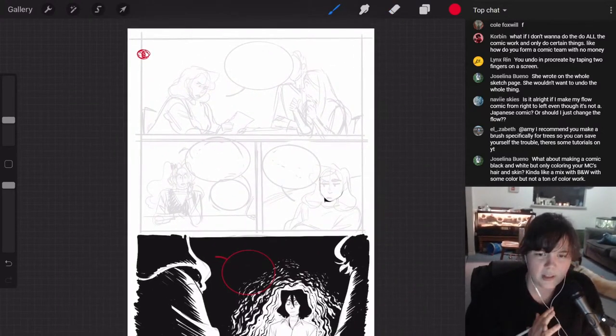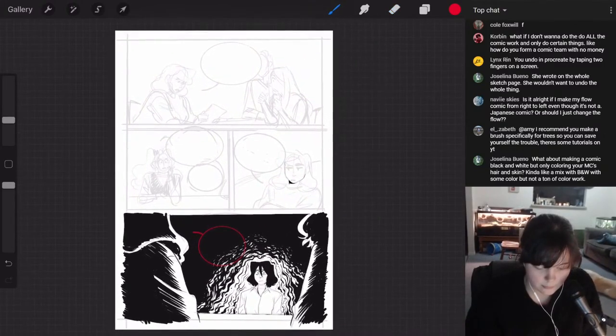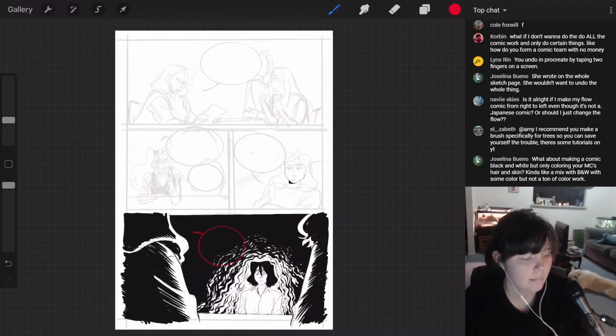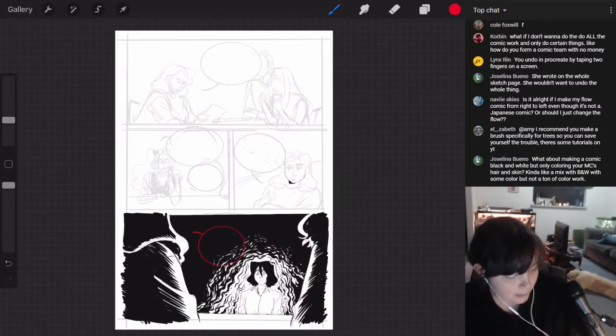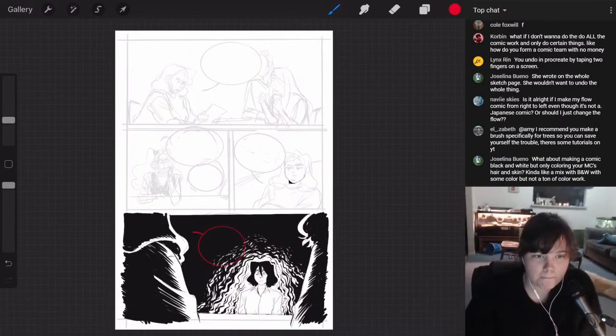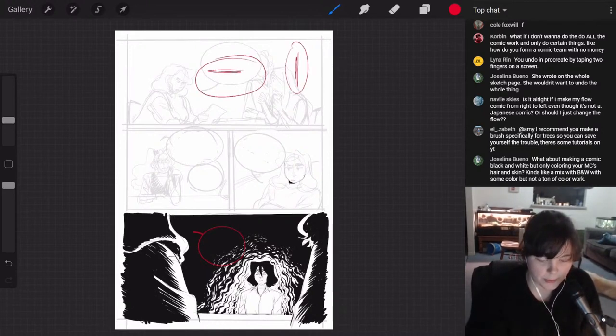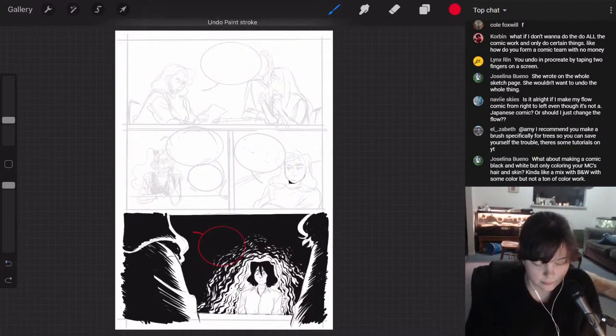Okay, for the question, is it okay to do Japanese format? Why would you do that? If you can find a justification for it, sure, maybe you're trying to get that manga vibe. But the reason Japanese comics are that way is that's how you read Japanese. The bubbles tend to be really tall too, because it's written vertically, whereas ours is written horizontally. It would be a little weird to do it.